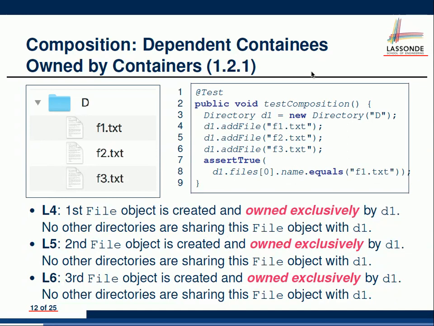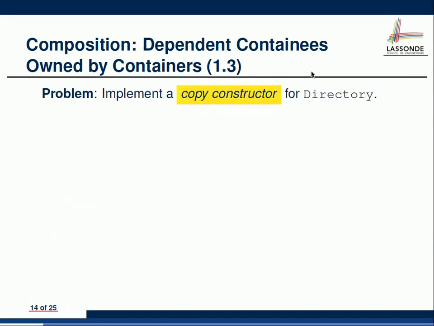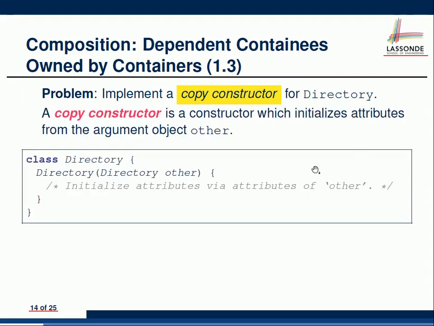Okay. So these have been covered already. That's a diagram. Okay. Now, how do we do copy constructor? Here's definition for copy constructor. A copy constructor is a constructor which initializes attributes from the argument objects other. So for example, you can see for directory class, we have this constructor here, directory. Its parameter is simply just another directory. Okay? So now I have a very naive implementation for you, even before I go to the example. Okay? Very naive.